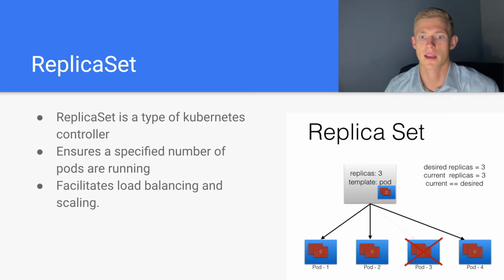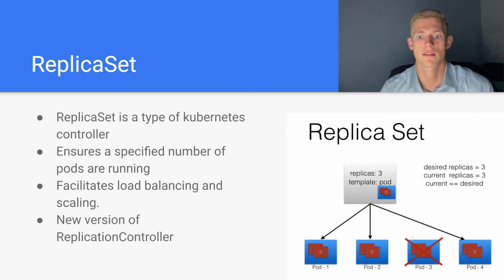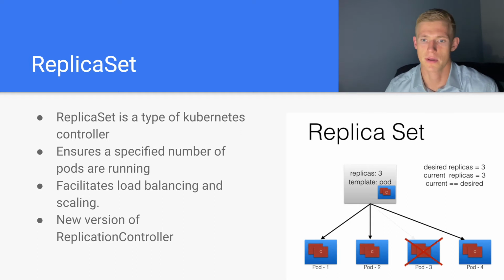Replica sets are also scalable, which means that if the customer base for a particular application that we're using grows and the load grows, then we can scale out and add more pods at any time that we need. We can also scale in if we need to as well. And finally, replica set is the new version of replication controller. Replication controller has a similar purpose but is slightly different in how the YAML is specified and what exactly it does. Just know that replica set is the standard in today's Kubernetes environment.